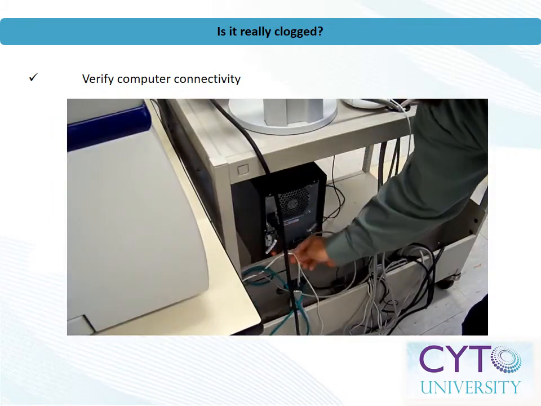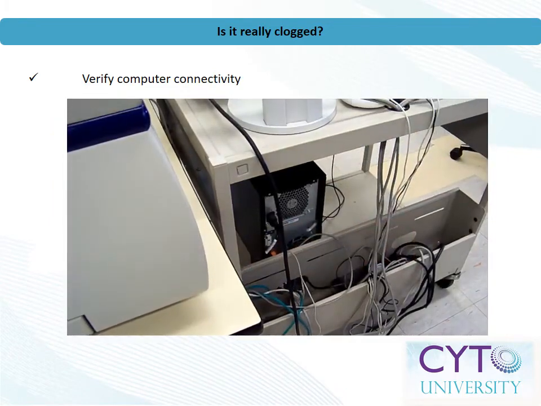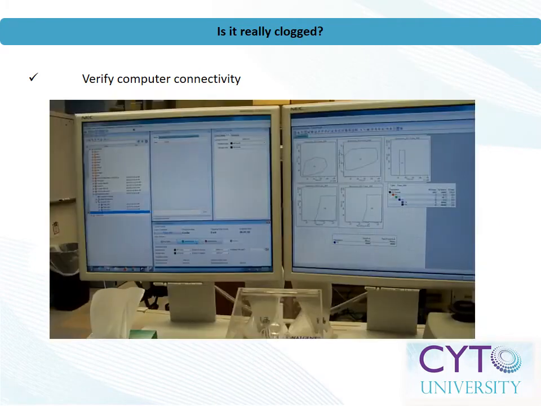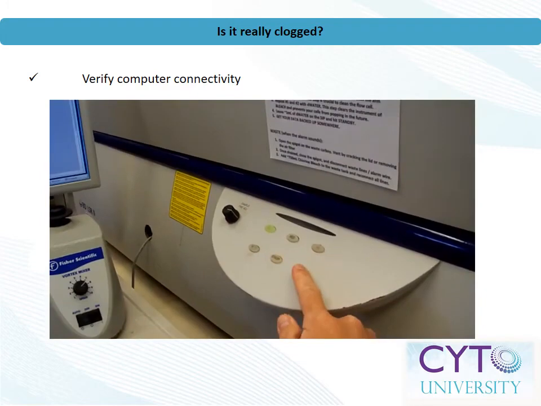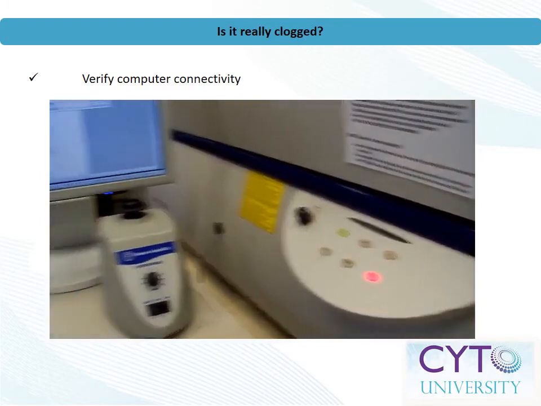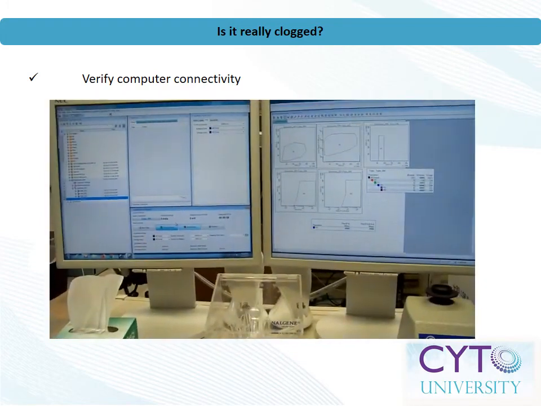Next, we want to verify that the cytometer's workstation has not physically or electronically lost connectivity with the cytometer. On some systems, connectivity can be confirmed by acquiring during a prime cycle. If you can see air bubble events appear, the cytometer is connected, and there may in fact be a clog.